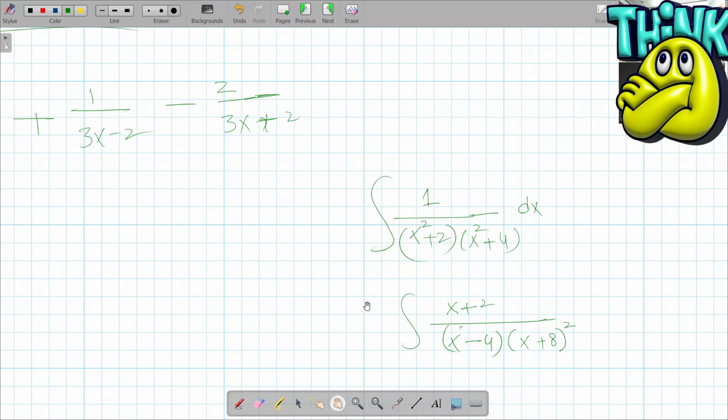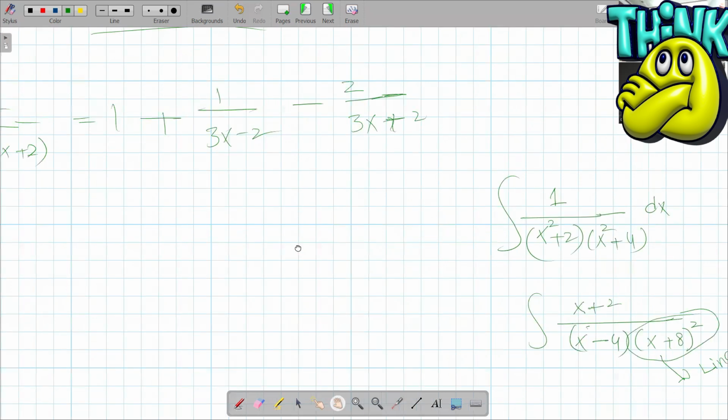Okay, that is the next question. We will solve this question. This is called linear repeated factors. A factor is linear, but it is coming two times. So this is a linear repeated factor, right? This is the second case. So we will do it in the next question.